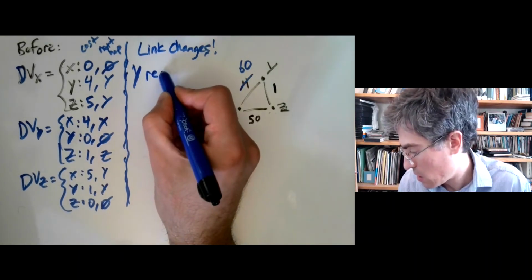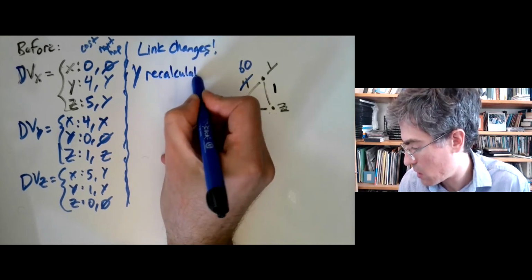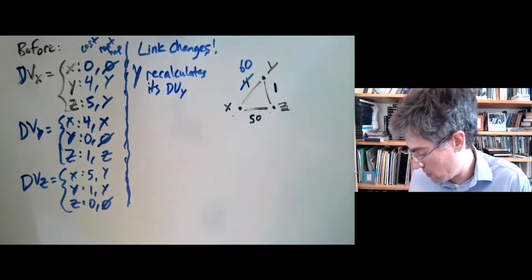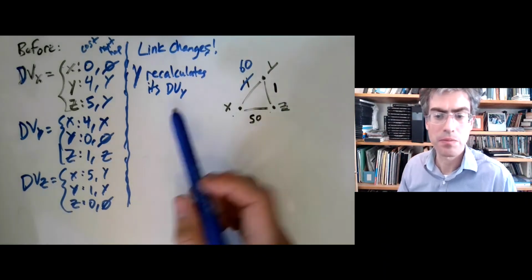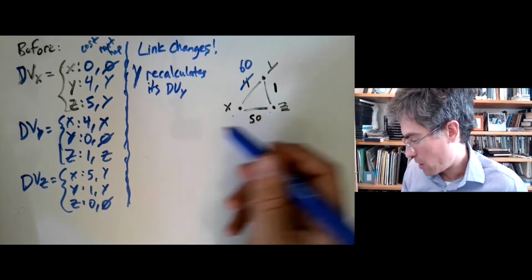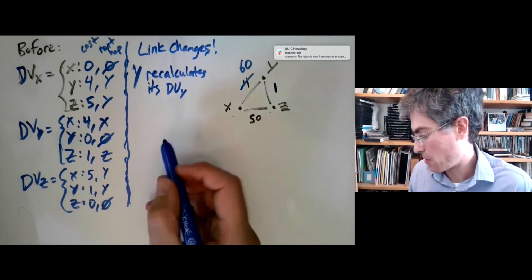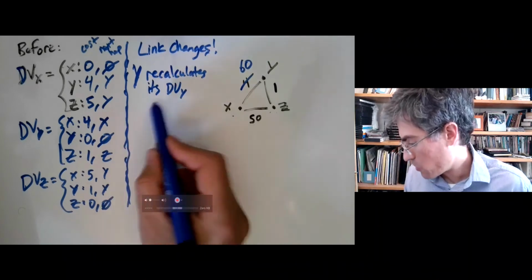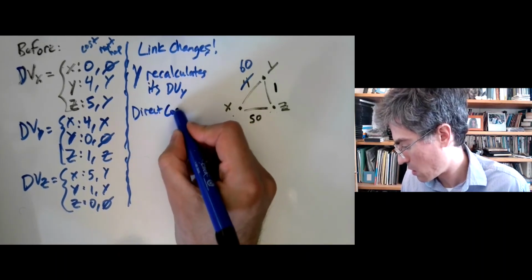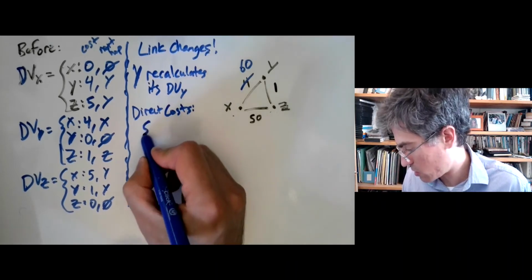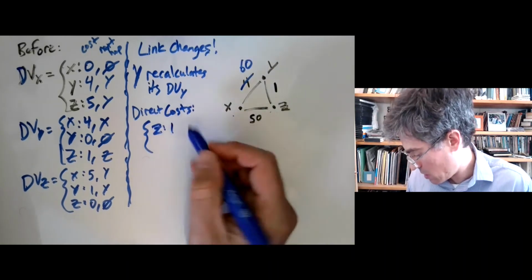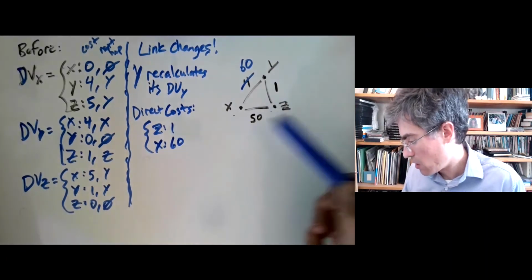So y notices new information, and it recalculates its distance vector, which is just dv sub y. Before, I did it kind of quickly, but just to make it clear how these distance vectors are calculated, I'm going to show a little more detail. When y is recalculating its distance vector, it has direct costs, which are the costs to use its edges. It can directly reach z in 1, and it can reach x in 60.